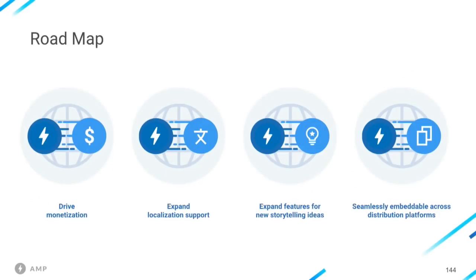So what's next for stories in AMP? We want to drive monetization by supporting ads and improving support for affiliate linking. Stories are currently focused on English, but we hope to expand that support more broadly as well. We would like to bring richer features and more interactive storytelling devices to aid you in telling your stories the way that you want them to be told.